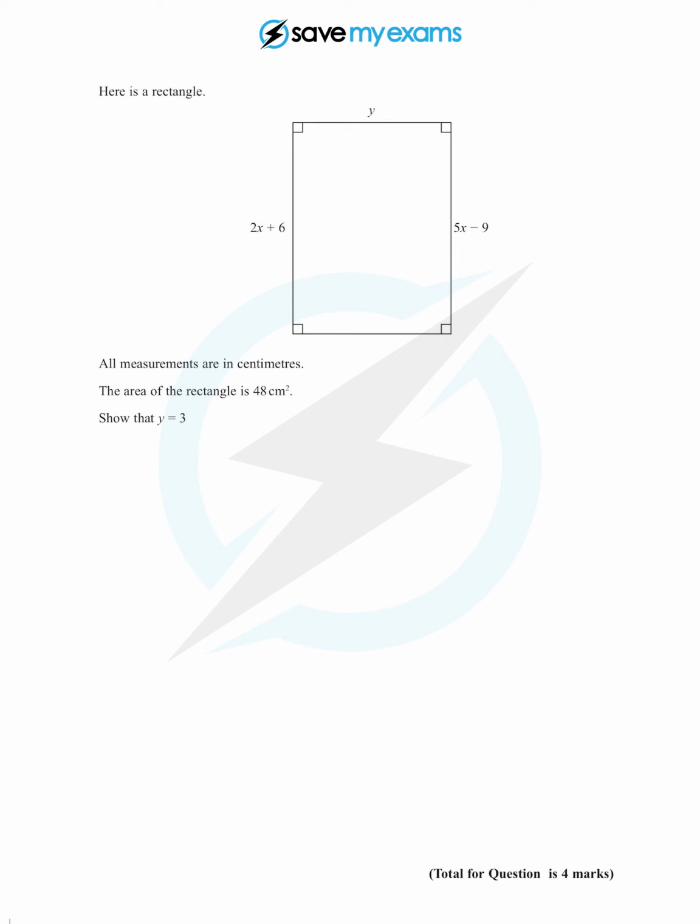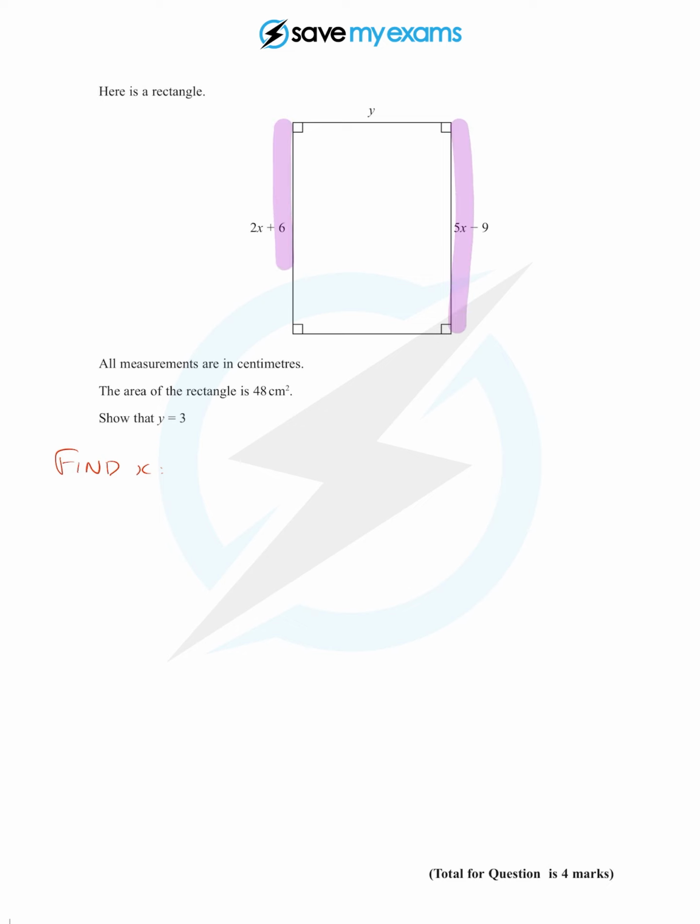Okay. The area of the rectangle is 48 square centimetres, so the length times the width is 48. We might use that in a minute. And we're asked to show that y is 3. Well, we're not going to get very far without knowing what x is. So let's find x. And the key to that, of course, is that we know it's a rectangle.